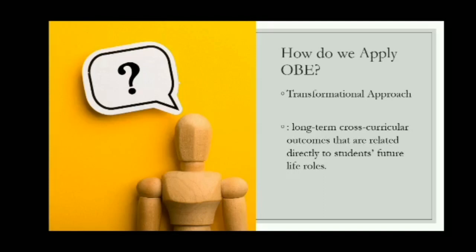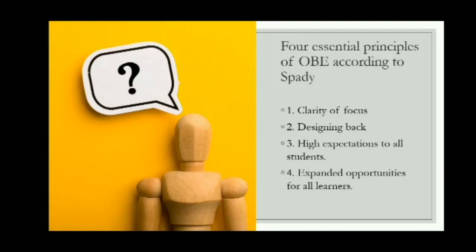And now we have the transformational approach. This means the long-term cross-sectoral outcomes that are related directly to the student's future life roles. So what product, no, what the students have become because of this OBE. Now there are four essential principles of OBE according to Spady. Clarity of focus, designing back, meaning through outcome we were able to redesign such a curriculum or school.